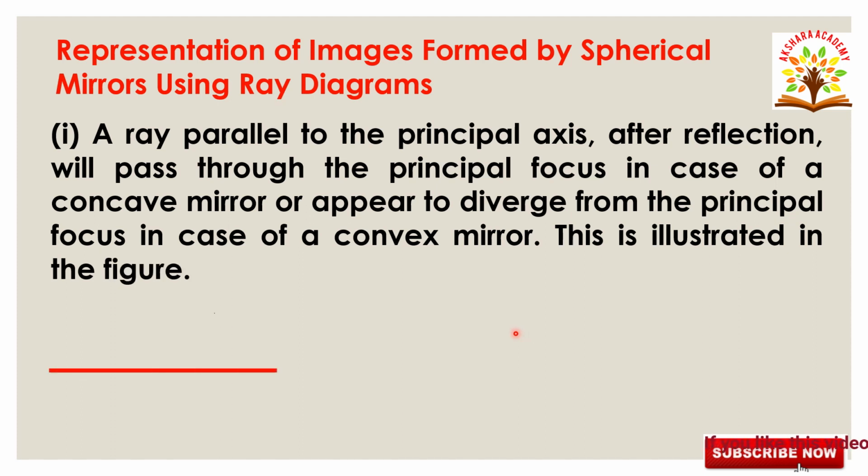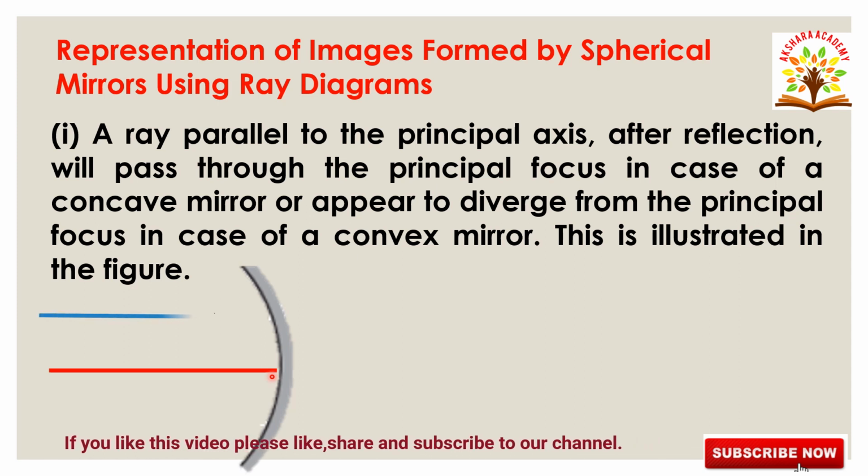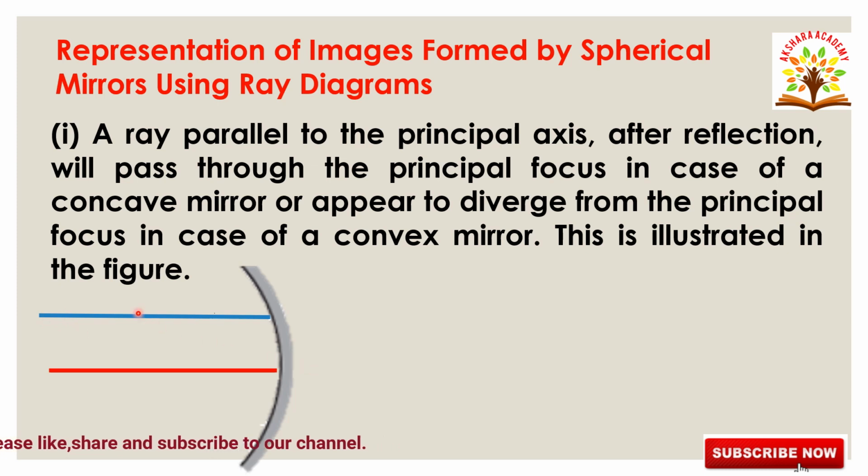See this below diagram. This is a concave mirror and it is a horizontal line, principal axis, and this is incident ray or light ray. Here we are representing the arrow marks. Arrow marks represent the direction of the incident ray. So this is principal axis and it is incident ray or light ray.